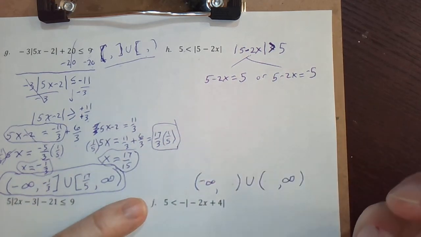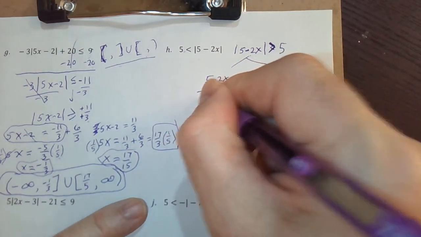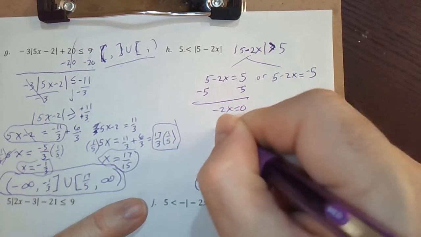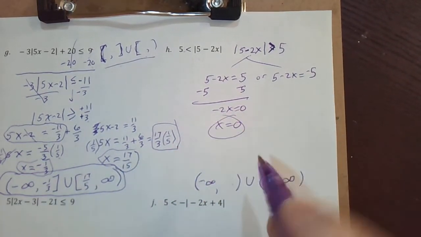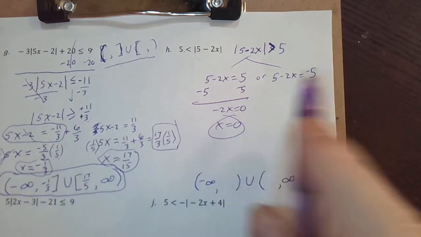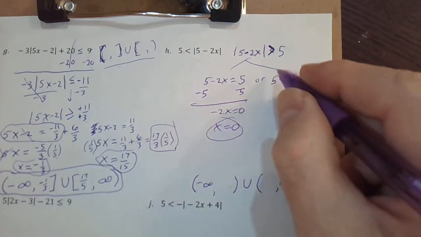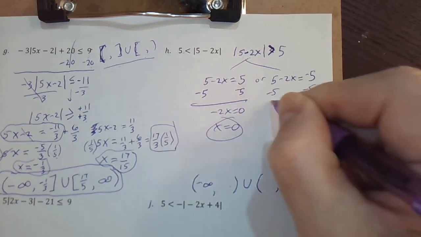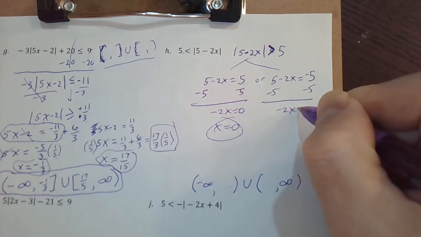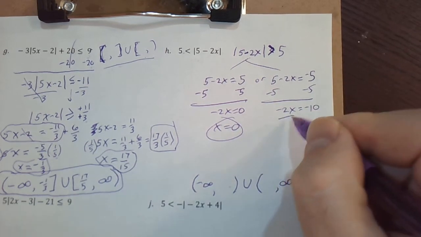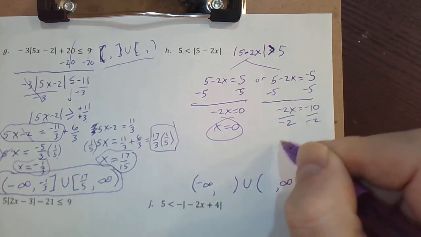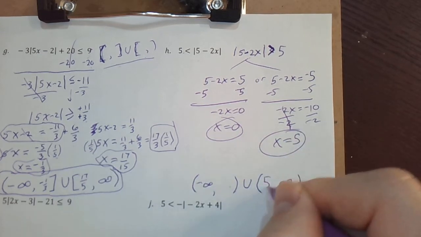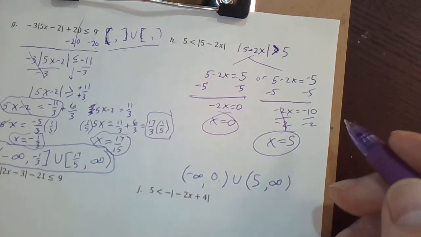So now we subtract 5 from both sides, giving us negative 2x equals 0, so x equals 0. So one of our two magic numbers is 0. Now let's find out what the second one is. Subtract 5 from both sides, and what do we get? Negative 2x equals negative 10. Divide by negative 2, and we get x equals 5. So 5 is the bigger one, it goes right here, and that's the solution.